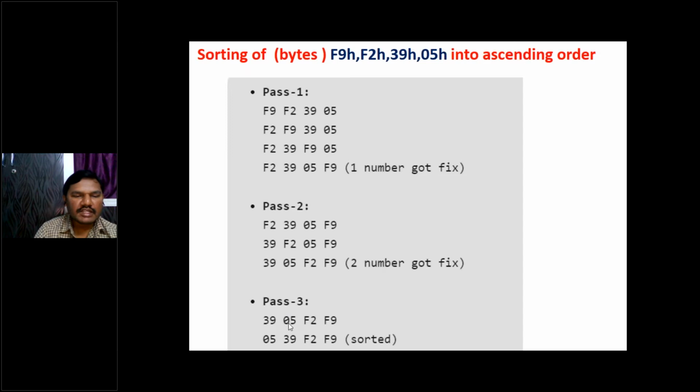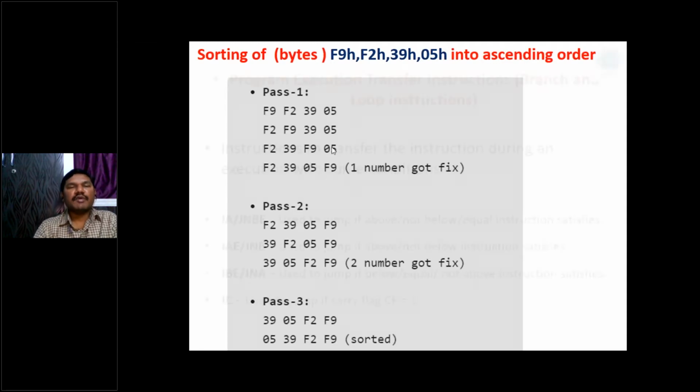Now compare 39 and 05, what happens? Right, 39 is greater than 05, right? So I'll get like this. Now 39 is greater than F2? No. F2 is greater than F9? No. So sorting has been done. So this is what we call the ascending order.